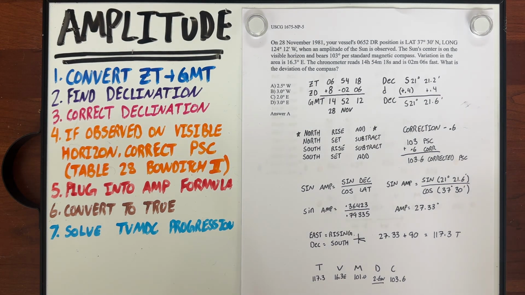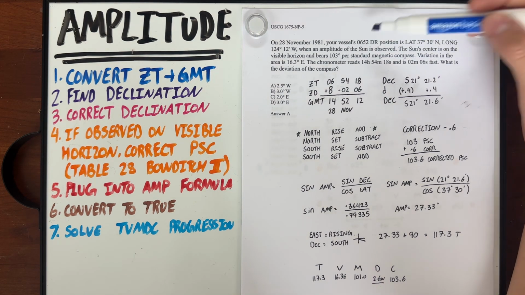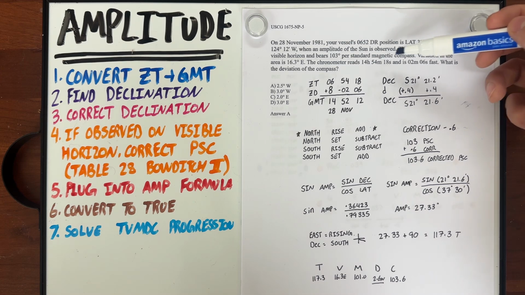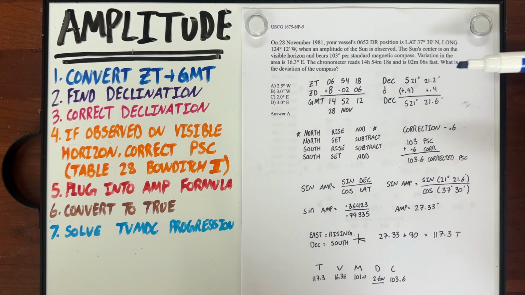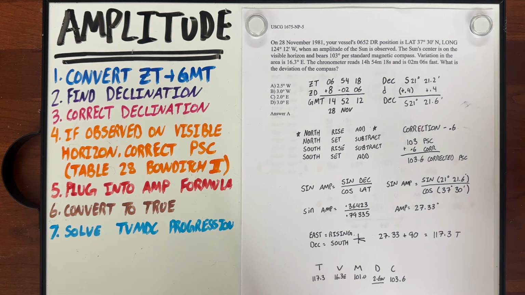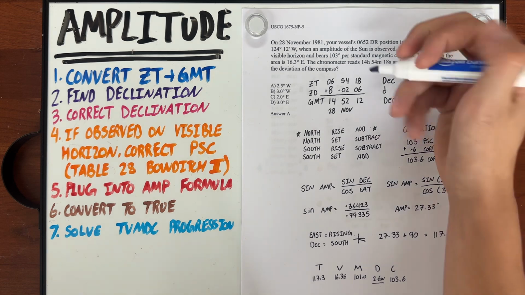So step one is always to convert zone time to GMT. To do this, you take the hour of your DR position, the minutes of your chronometer, and then you apply your zone description and the speed that the chronometer is fast or slow. So we're going to have GMT of 14:52:12 on 28 November. This is step one here.